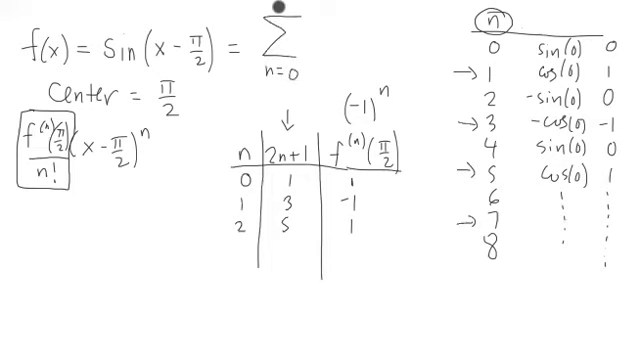n goes from 0 to infinity, and we're going to have negative 1 to the n. And then the power we're working with is 2n plus 1, which is also the factorial, multiplied by x minus pi halves to the 2n plus 1. And that is our series.